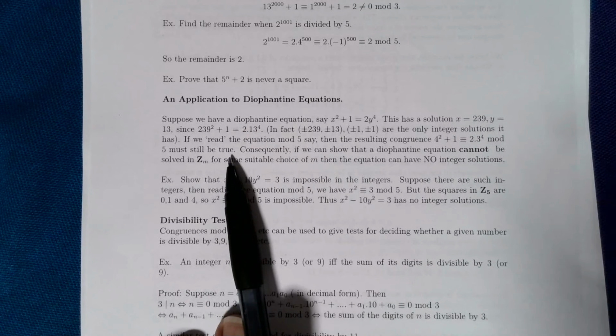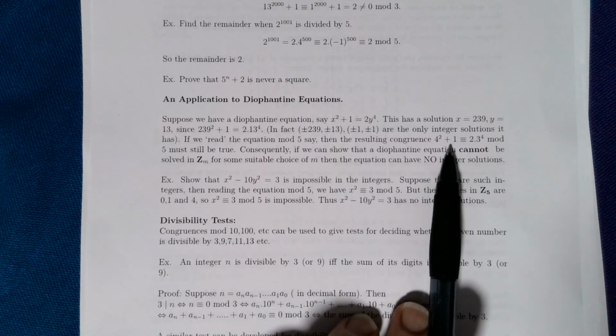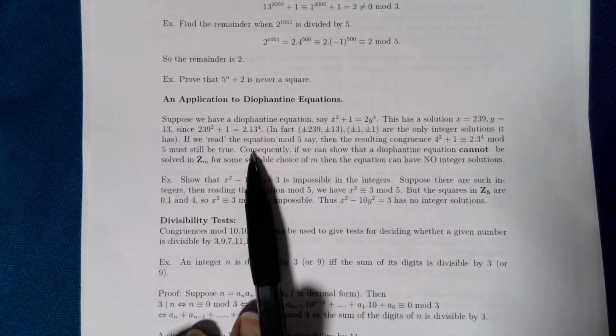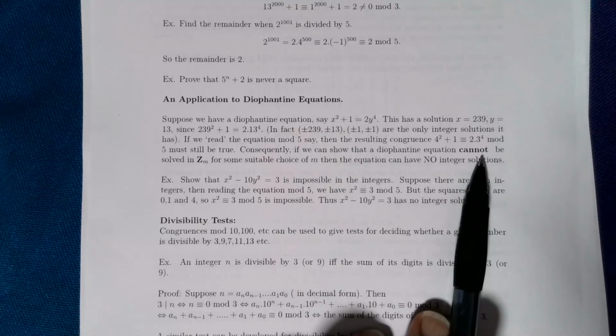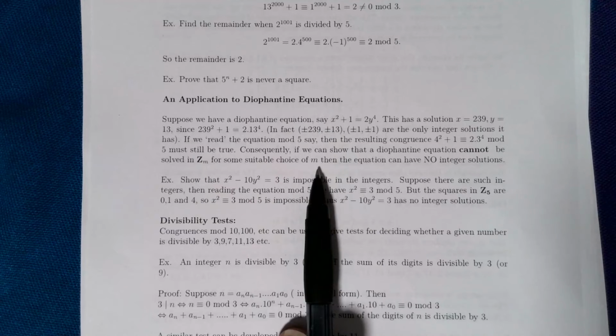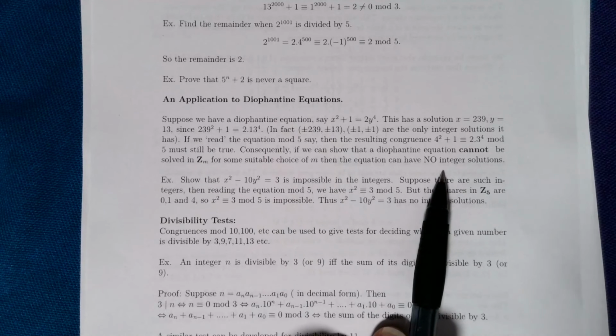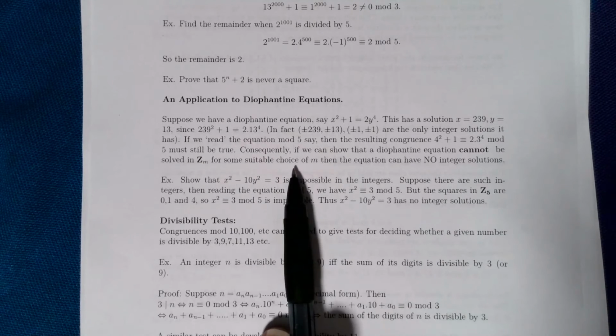In other words, if you've got a true statement and you read it modulo m, then the result you get must still be true modulo m. Now, taking the contrapositive of that, if we can show that a Diophantine equation cannot be solved in Zm for some suitable choice of m, then it can't have any integer solutions. Of course, the converse is false, but this way round is still very useful.